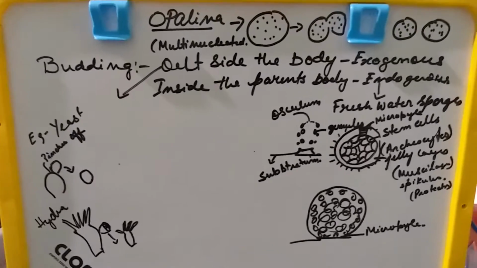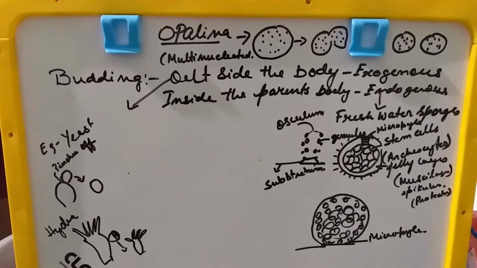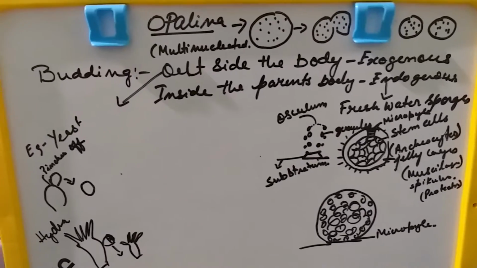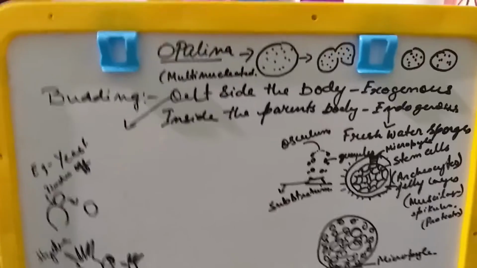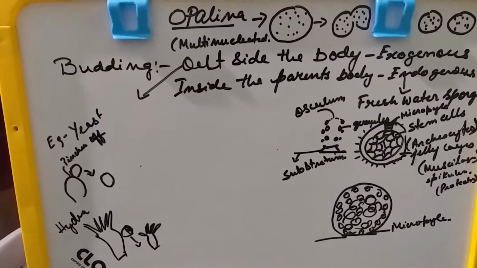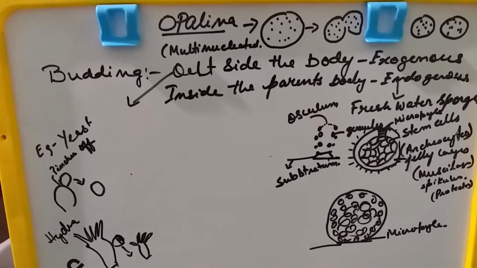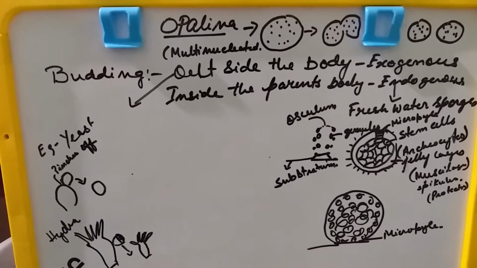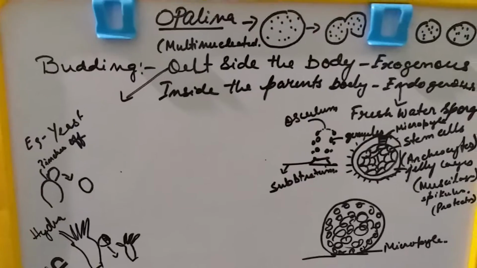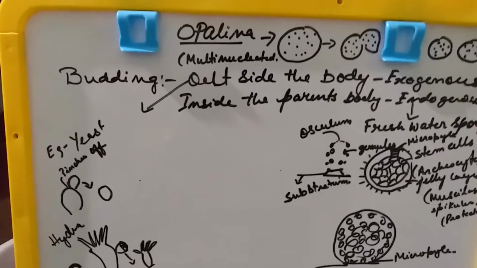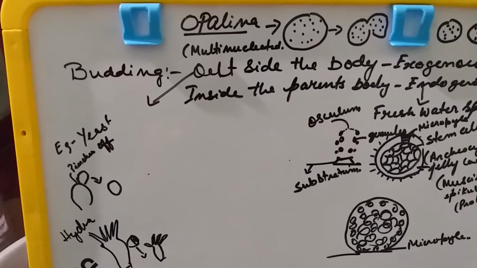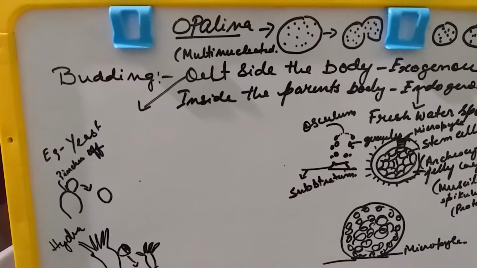Now, in our last class, as I had discussed with you, the multiple fission, and here is an extraordinary organism that is known as Opalina. It's a protozoa and it is a multinucleated organism. Now, those other ones we were discussing were only uninuclear. For example, the binary fission and the multiple fission were uninuclear. But Opalina is one of the organisms that is multinucleated and it undergoes something between binary fission and multiple fission.